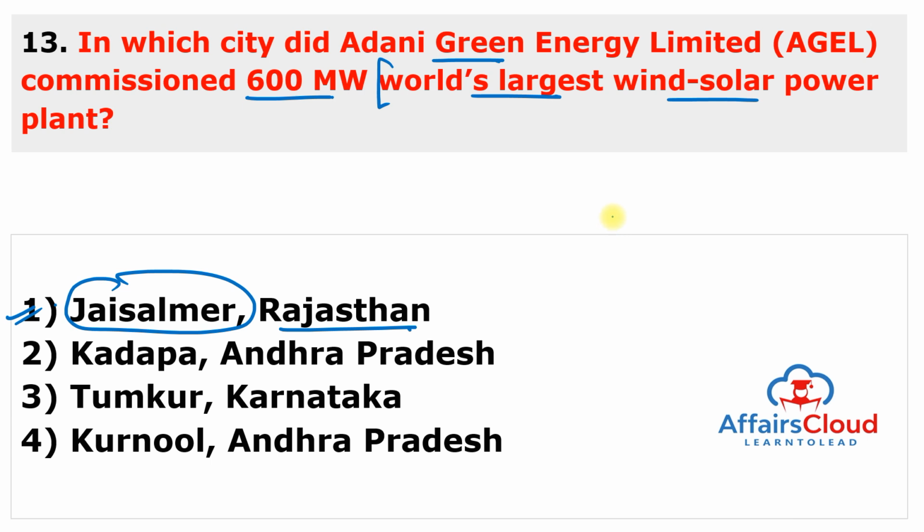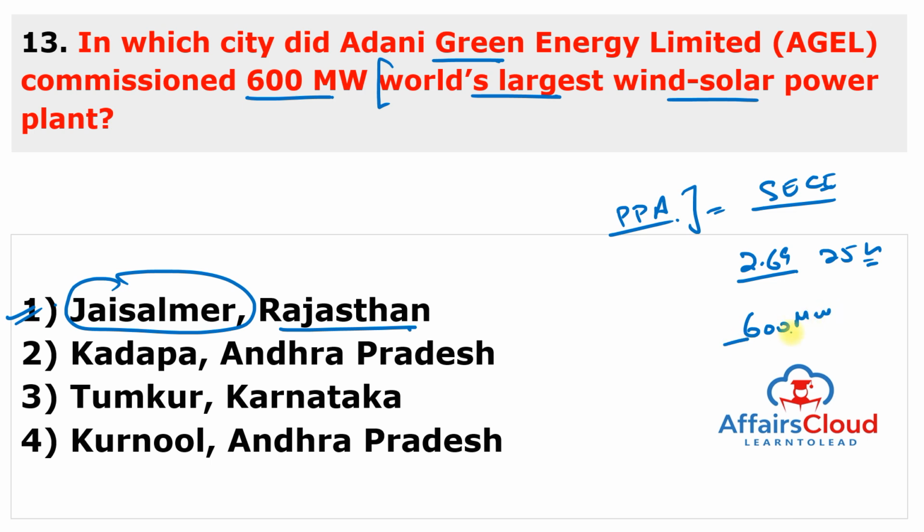So the power plant has a power purchase agreement with Solar Energy Corporation of India, which is known as SECI, at rupees 2.69 per kilowatt hour for 25 years. And the project consists of a 600 megawatt solar plant and 150 megawatt wind plants, which helps in optimal utilization of transmission network and also reduces intermittency of the renewable energy power. So remember, Adani Green Energy Limited has commissioned the world's largest wind solar power plant of 600 megawatt capacity in Jaisalmer.